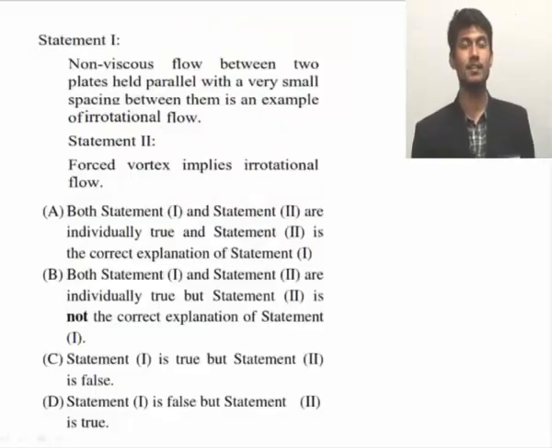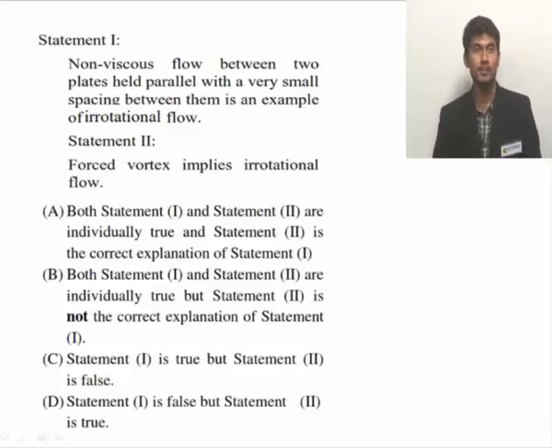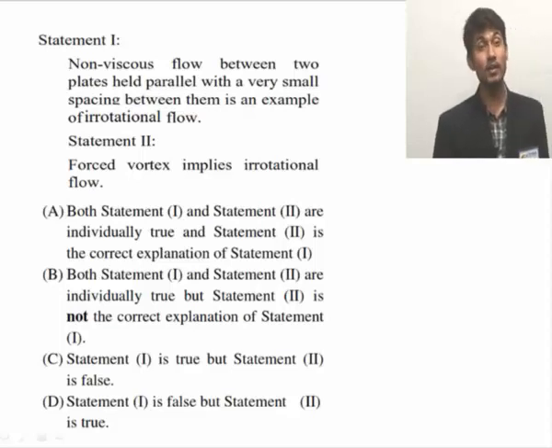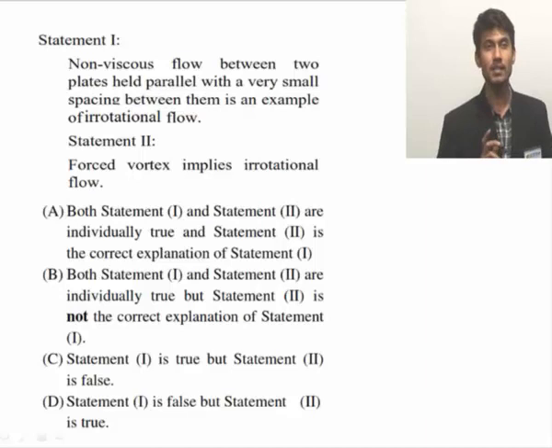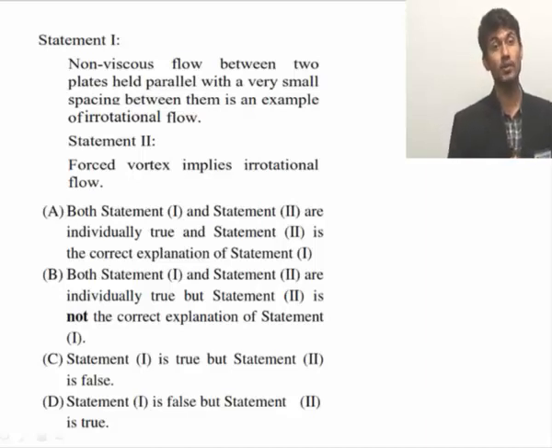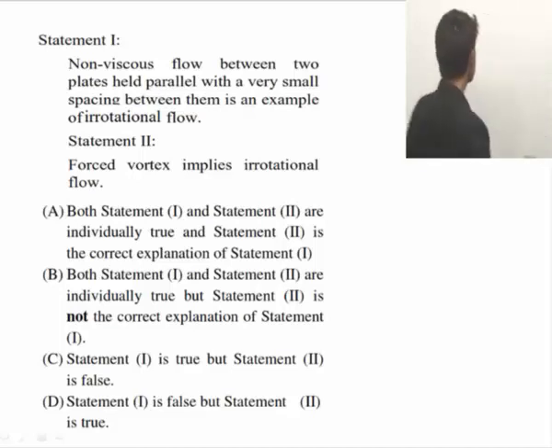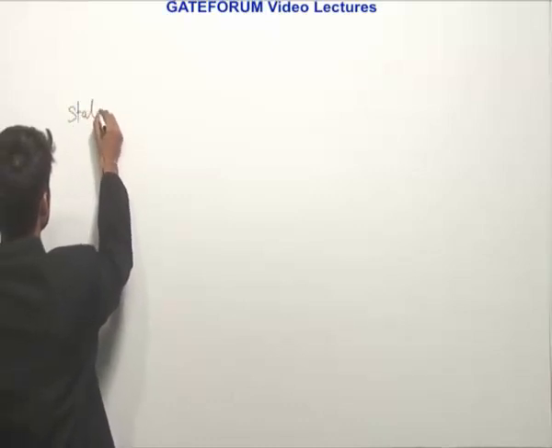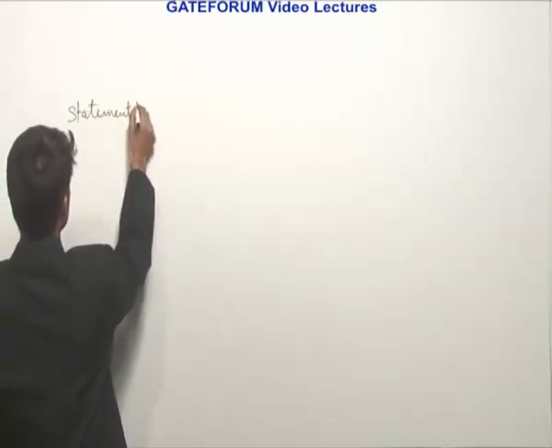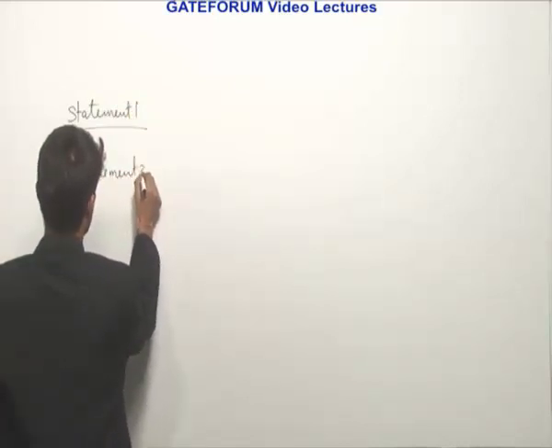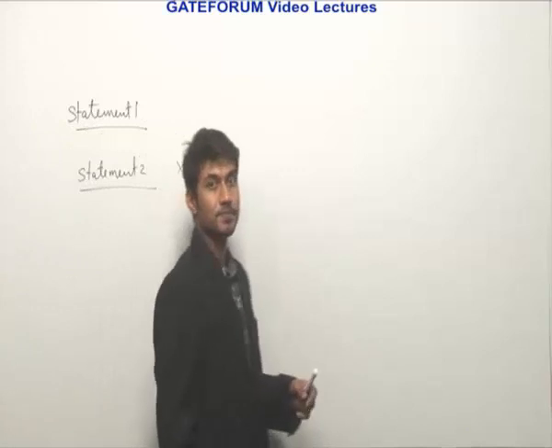Statement 1 given is, non-viscous flow between two plates held parallel with a very small spacing between them is an example of irrotational flow. Statement 2 is, forced vortex implies irrotational flow. Now we need to select which of the following options is correct. 4 options are given. As I can see, statement 2 is incorrect. I know that statement 2 is incorrect.